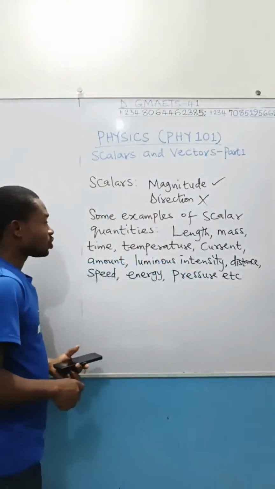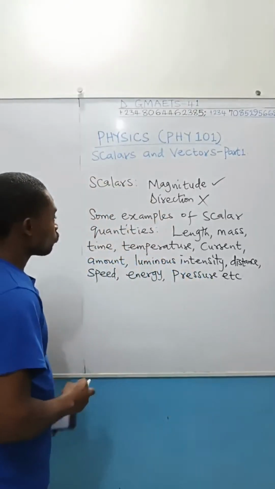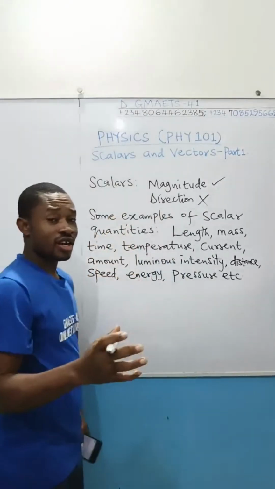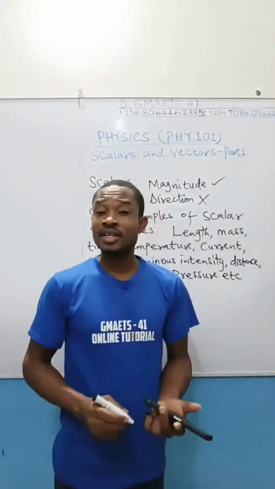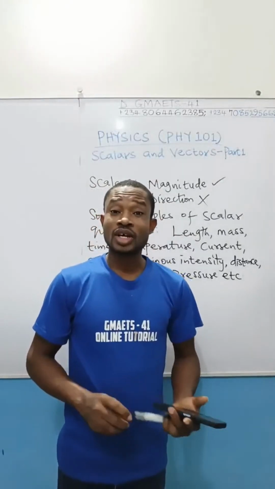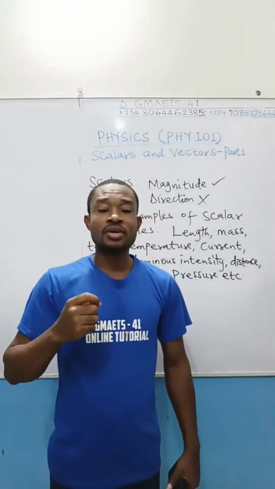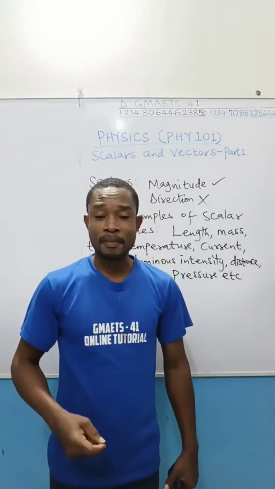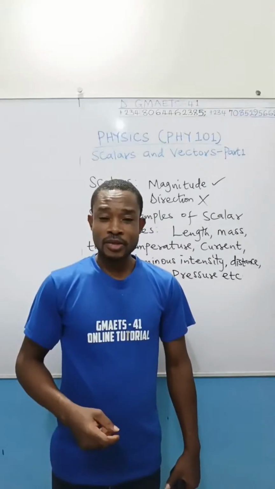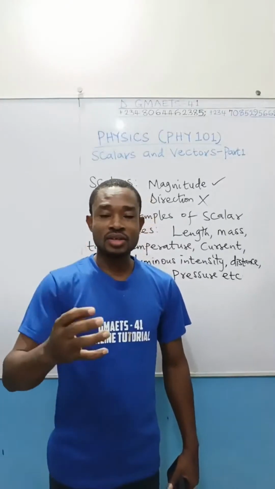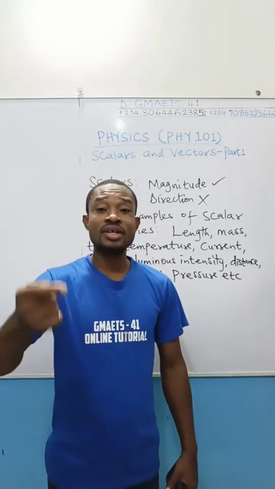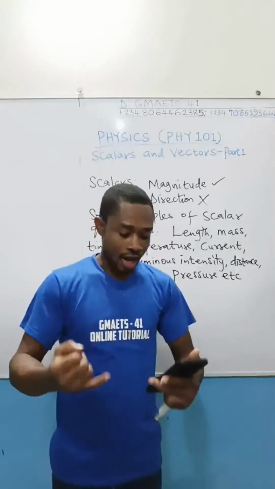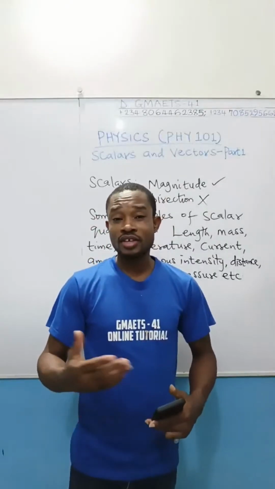All right, let us move on to the arithmetic of scalars, which is very simple. Scalars can be added, they can be subtracted. You can multiply scalars. You can also divide a scalar by another scalar. Is that okay? So the four basic arithmetic operations in mathematics can be carried out on scalars. You can add, subtract, multiply, and divide scalars.